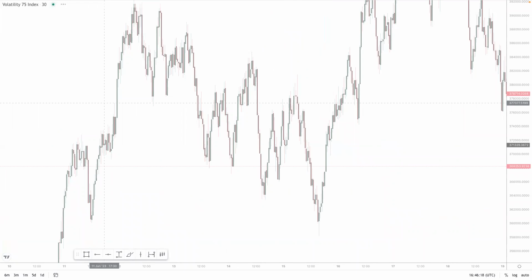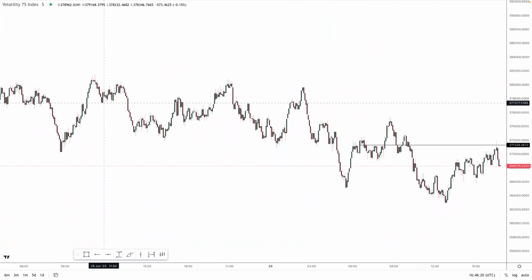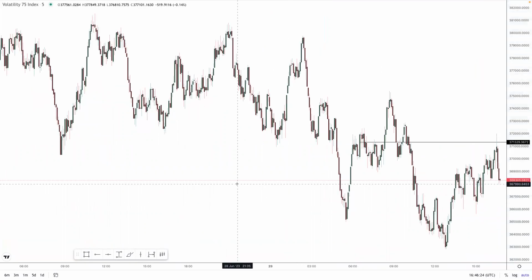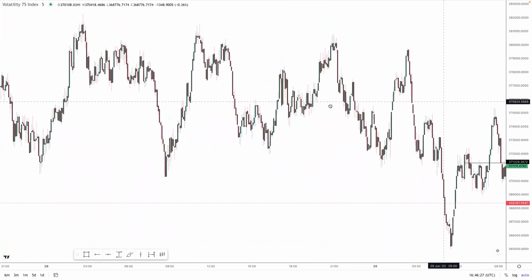So you should also know that all these structures are found in both time frames. They are found in higher time frames and also lower time frames.